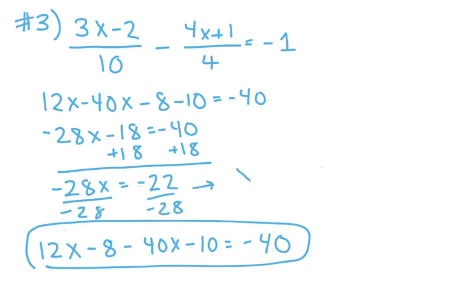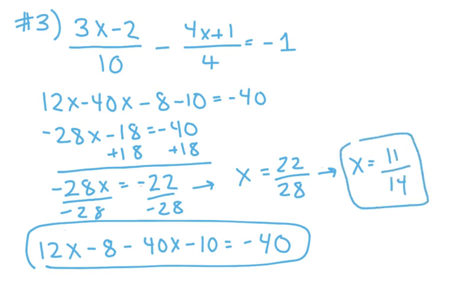to see that x equals 22 over 28, which we can simplify. Divide the numerator and denominator by 2, that would be 11 over 14. So you just had a negative sign. It looks like you did everything right, but you had a negative sign.